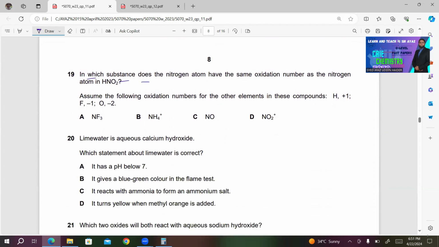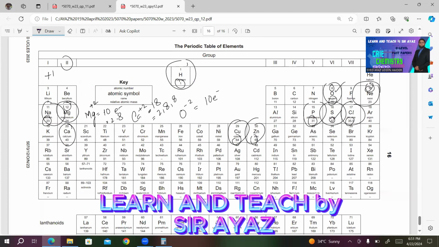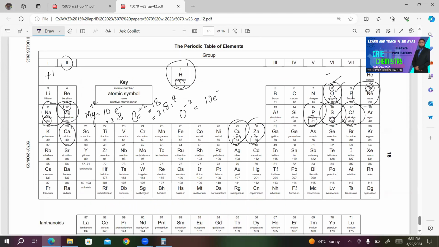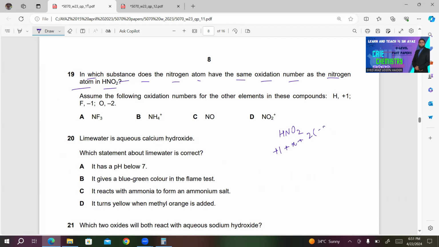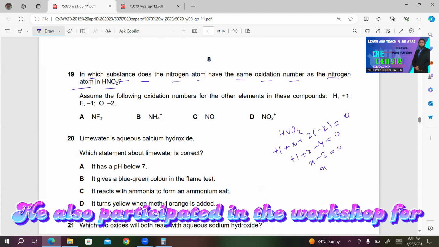In which substance does the nitrogen atom have the same oxidation number as a nitrogen atom in HNO2? So the oxidation number of nitrogen in HNO2. Hydrogen is attached to non-metals, so it must be carrying +1. For nitrogen, I will write X. There are 2 atoms of oxygen, which is highly electronegative, so it must be carrying -2. So I will write 2 multiplied by -2. Overall charge, I don't see any charge, so I will write 0. So +1 plus X minus 4 is equal to 0, or X minus 3 is equal to 0, or X is equal to +3. So it must be carrying +3.